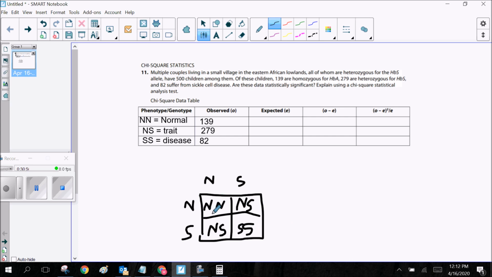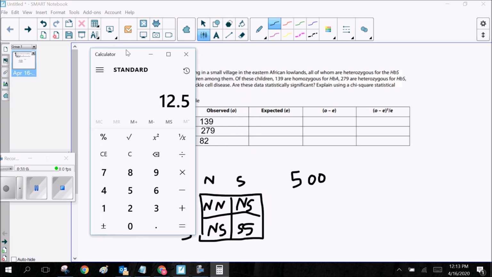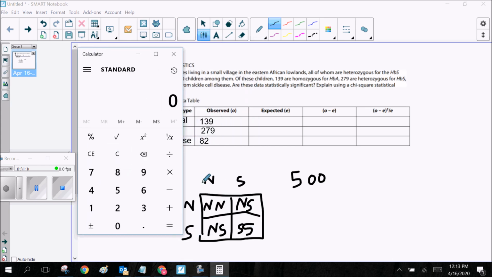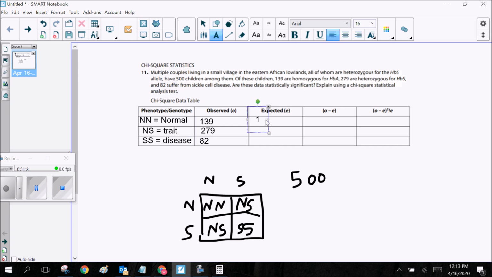Okay, so here I have my total prediction. What would my predicted values be? Well, if I was just basing it off this Punnett square and my total population was 500 kids, let's see what I can come up with. How many would I expect to have normal red blood cells? Well, it would be a fourth. So if I multiplied 25% by 500, I would expect 125 kids to have the normal.